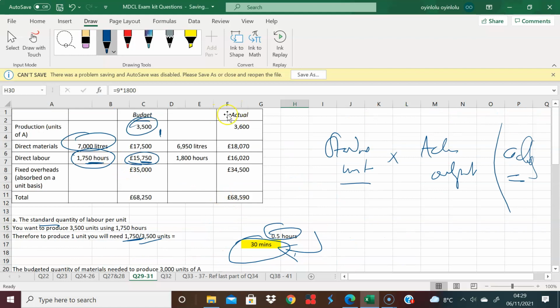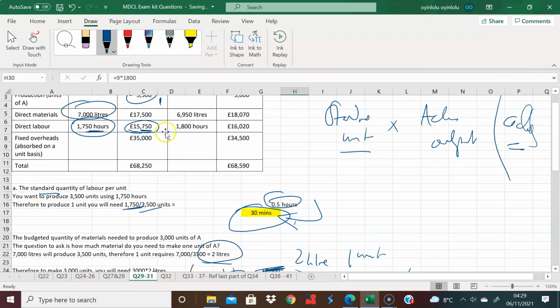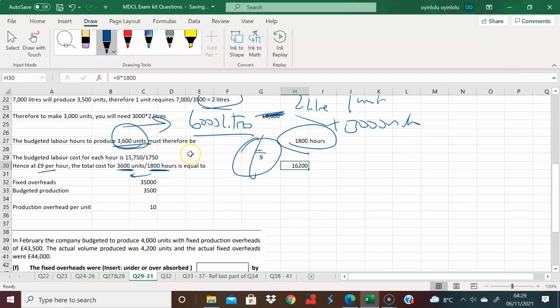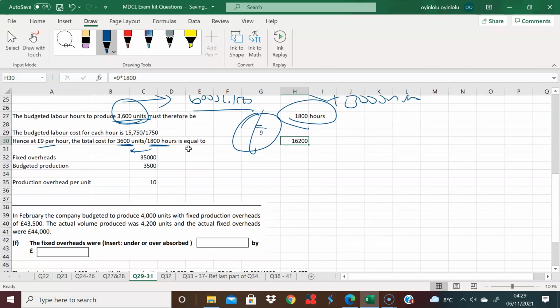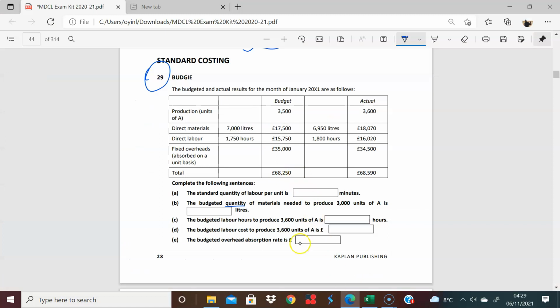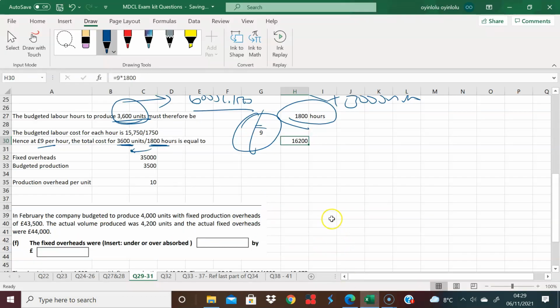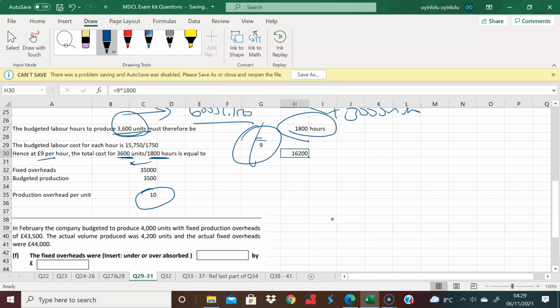I think that's the issue here: it's very much about finding these standards first. We've done this in class a number of times. The purpose of the budget is just to give us this 35,000 and this 3,500, to tell us how much we are going to put into the accounts every time we absorb a unit. Every time you put in a unit, you're going to put in £10. That's really all this is helpful for.